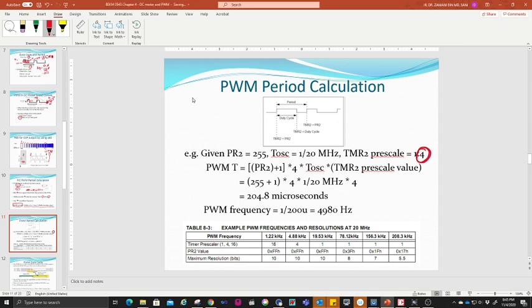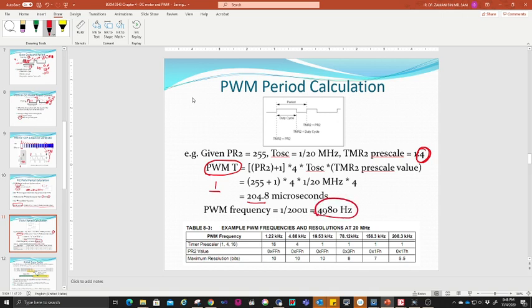Okay, so the PWM period T is (PR2 + 1) times 4 times 1 over 20 MHz, which is T oscillation, times 4 for the Timer 2 prescale value. So you can get the period of the PWM, which is 204.8 microseconds. If you divide 1 by this number, you can get the frequency of the PWM.